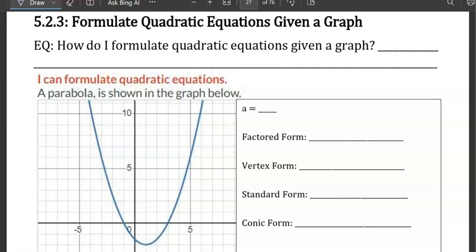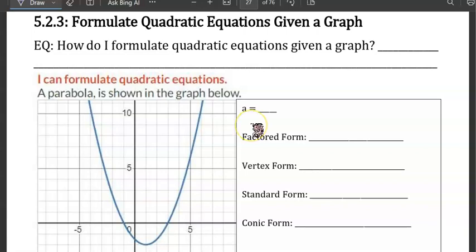5.2.3 Formulate quadratic equations given a graph. The essential question is, how do I formulate quadratic equations given a graph? The skill is, I can formulate quadratic equations. A parabola is shown in the graph below.